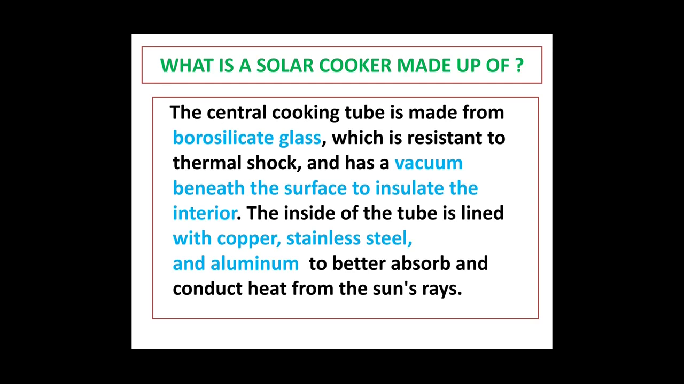How does it work and what is a solar cooker made up of? The central cooking tube is made up of borosilicate glass, which is resistant to thermal shock and has a vacuum beneath the surface to insulate the interior. Now inside, the tube is lined with copper, stainless steel and aluminium to better absorb the heat that comes from the sun rays. So like this the food will be cooked.